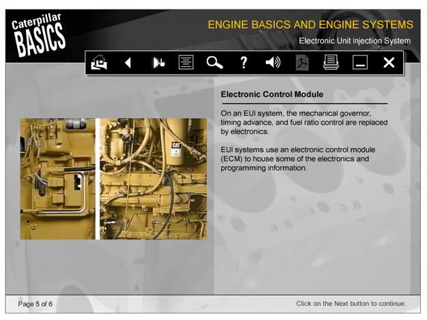On an electronic unit injection system, the mechanical governor, timing advance, and fuel ratio control are replaced by electronics. The system uses an electronic control module, or ECM, to house some of the electronics and programming information.